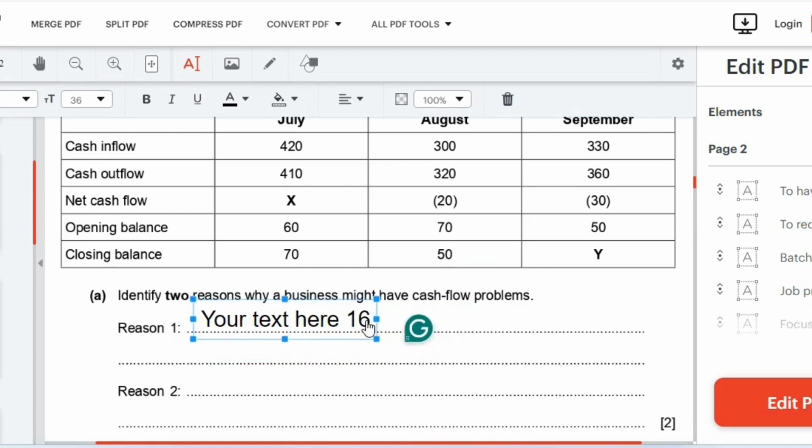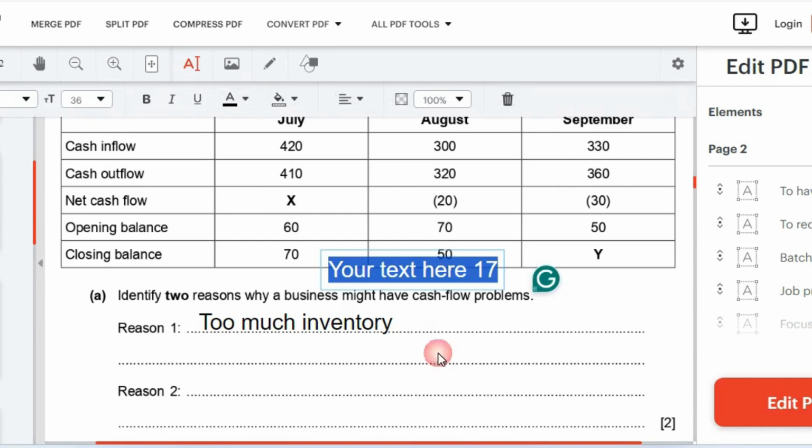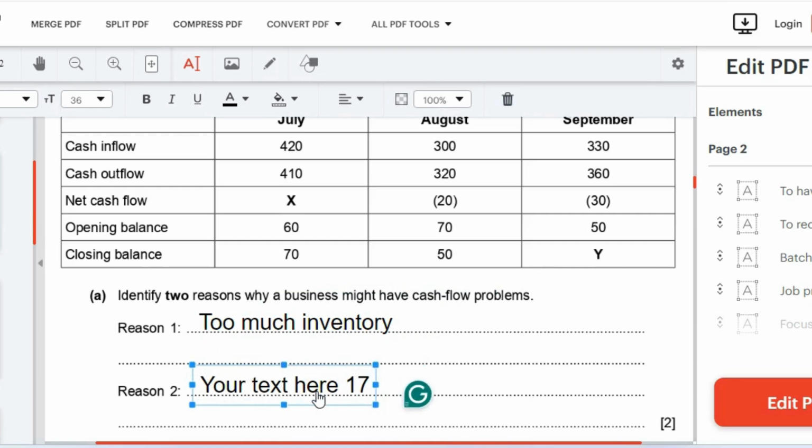Let's try to type this out. We're told to identify when there is too much inventory, of course, a business might have cash flow problems. Another reason here is poor financial planning. Let's try to bring that out also. Poor financial planning or poor planning. Any one you put, you have your 1 mark.